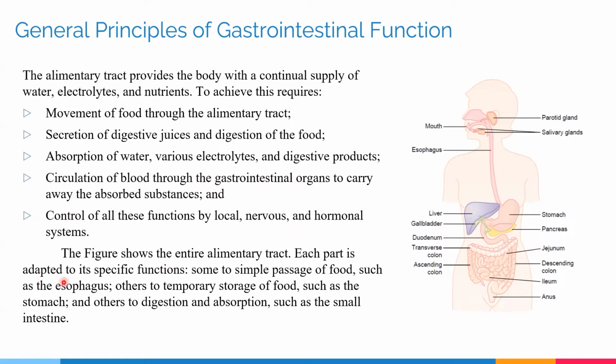Each part is adapted to its specific functions. Some to simple passage of food, such as the esophagus, which just allows the transfer of food through it from the mouth towards the stomach. Others to temporary storage of food, such as the stomach, and others to digestion and absorption, such as the small intestine.